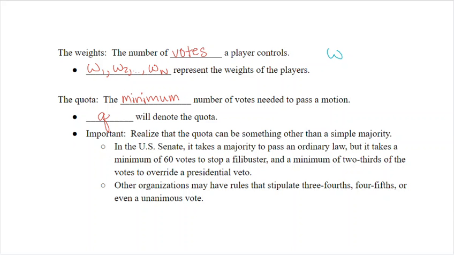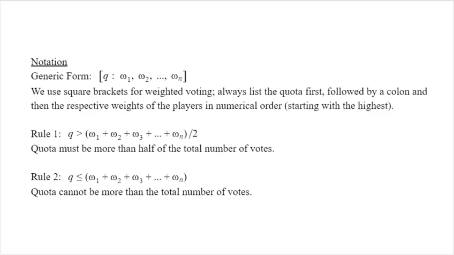So now we're going to look at the notation. This is how we are going to denote a weighted voting system. You have square brackets for weighted voting. The quota goes first, followed by a colon, and then you have the weights of each of the players in numerical order from highest to lowest.